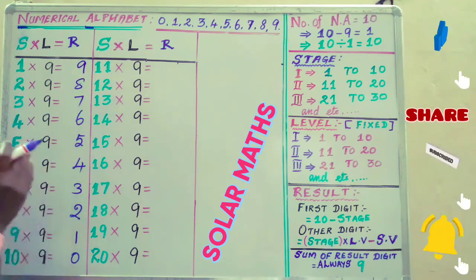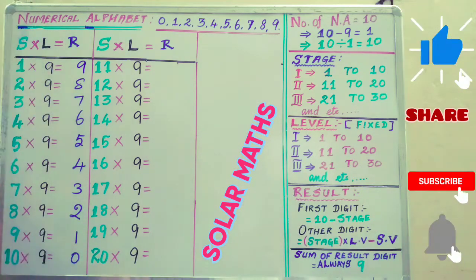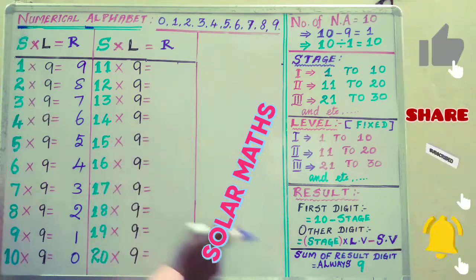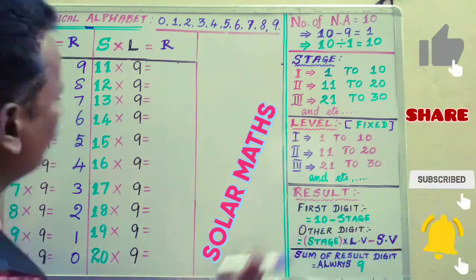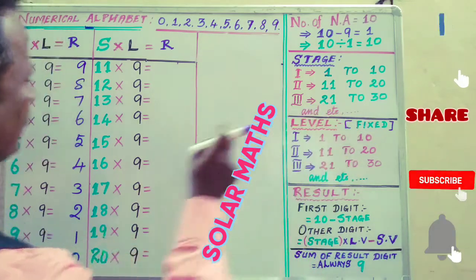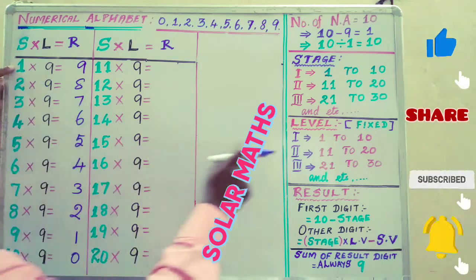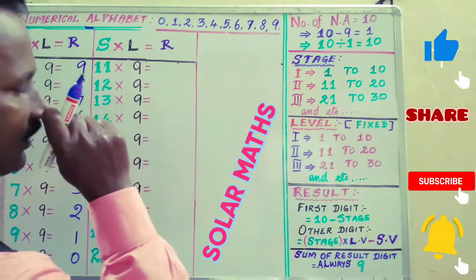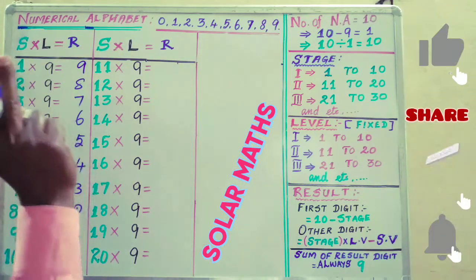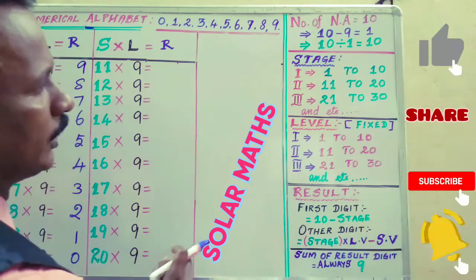These are the first digits of the result, and then the other digits. So we want the other digit. First of all, you see that stage into level value. Stage is 1 and level value is 1 because this 9 lies between 1 to 10. So we take the level value as 1. So 1 into 1 is 1, and then minus stage value.